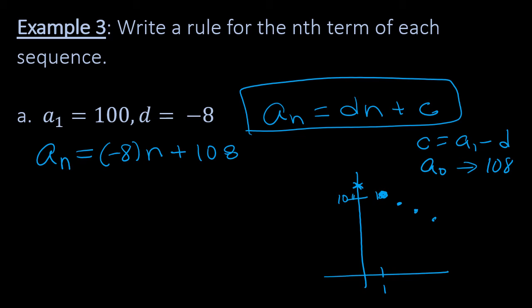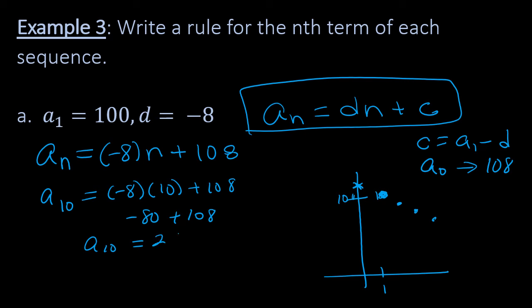So what does this mean? This means if I wanted to find the 10th term, I could find a sub 10, and I could plug in negative 8, and n is 10 because I'm finding the 10th term, plus 108. Negative 80 plus 108, so a sub 10 is 28. So this really means the 10th term is 28.